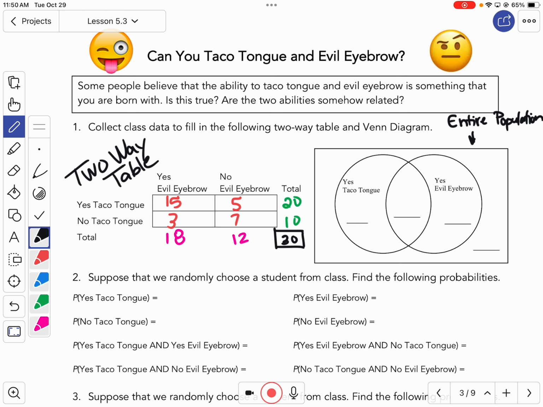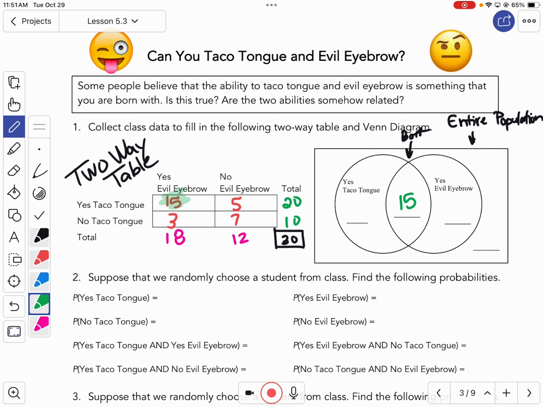So the easiest one to put in on your Venn diagram is the one where your people can do both things, all right? So in the middle is where we're going to be able to do both. How many students could do both? 15, all right? It was this first number in our table. That is our both. So we're going to go in this middle, and that's where my both go. I have 15 people who can do both.